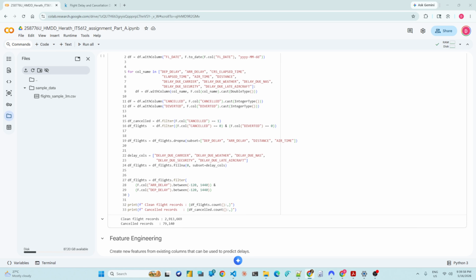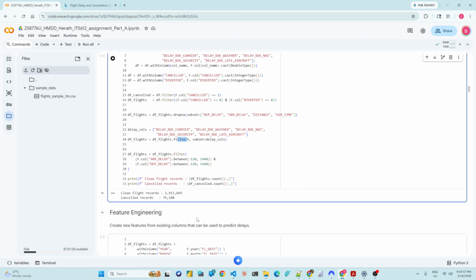The four essential columns are departure delay, arrival delay, distance, and air time. So I dropped those rows. Then I filled null delay values with zeros. And finally, I removed extreme outliers: flights with a delay outside the range of minus 120 to 1440 minutes, which are almost certainly data errors. The output shows the final count of clean flight records and cancelled records.